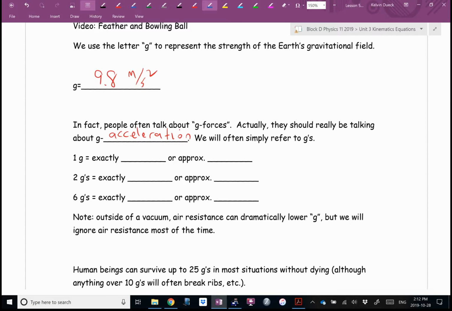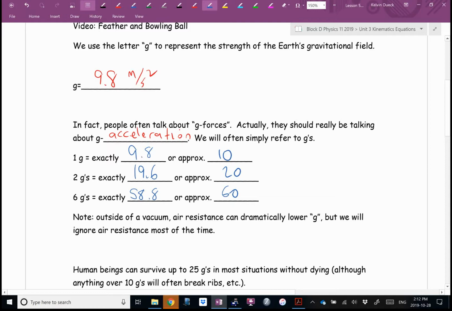How many Gs? Okay. One G is exactly 9.8, or approximately 10 meters per second squared. Two Gs is exactly 19.6, or around 20. How big are 6 Gs? Yeah, 6 times 9.8. 58.8? About 60.